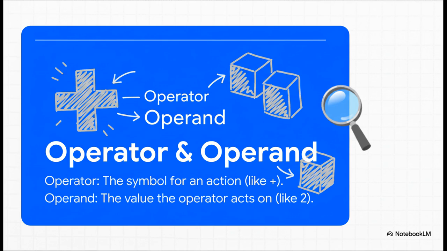And the core idea? It's incredibly simple. Let's take 2 plus 2. The plus sign, that's the operator. It's the tool that's doing the work. The numbers, the 2s, those are the operands. That's the stuff being worked on. And that's really it. That's the fundamental relationship. An operator takes action on operands.